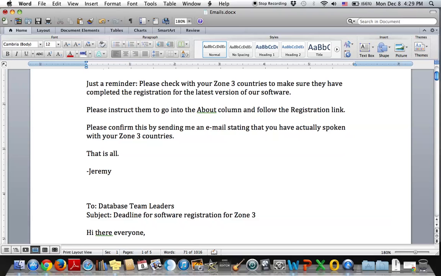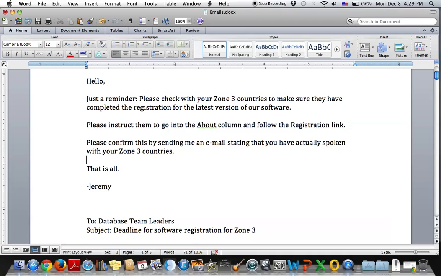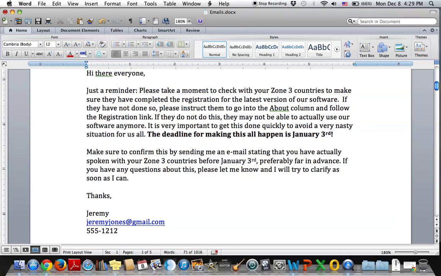Okay, let's take a look at that same thing, the idea of being formal and polite, down here. Just a reminder, please take a moment to check with your Zone 3 countries. Aha! Here we've got the please already, right? And we have something else too. Please take a moment to. This is what we call a hedge. Please take a moment to do something. This is not just saying please do it, it's saying please take a moment, which is backing off a little bit. A hedge is just a little hesitation. It's a little separation between you and a command that you are making.